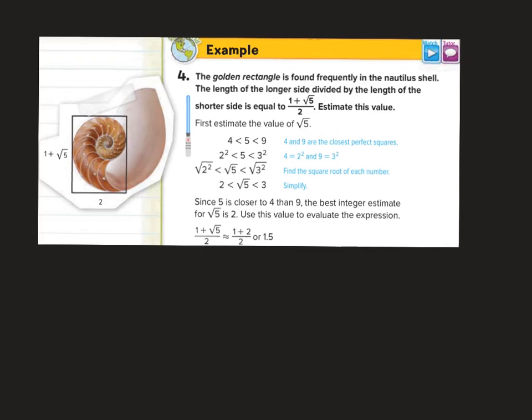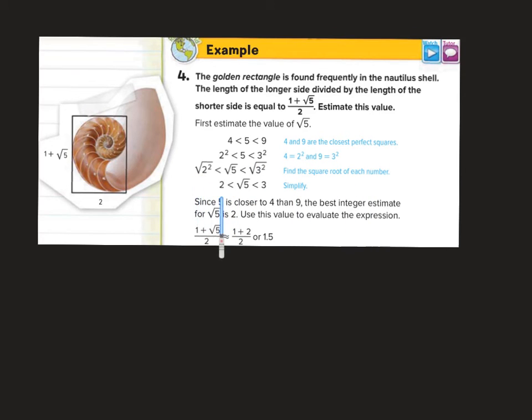Let's take a look at one more example. The golden rectangle is found frequently in the nautilus shell. The length of the longer side divided by the length of the shorter side is equal to 1 plus the square root of 5 over 2. Estimate this value. So first we have to estimate the value of the square root of 5. We know that 5 falls between the perfect squares 4 and 9. So 4 is equal to 2 squared, 9 is equal to 3 squared, and 5 falls directly between those two values. Now we find the square root of each number.